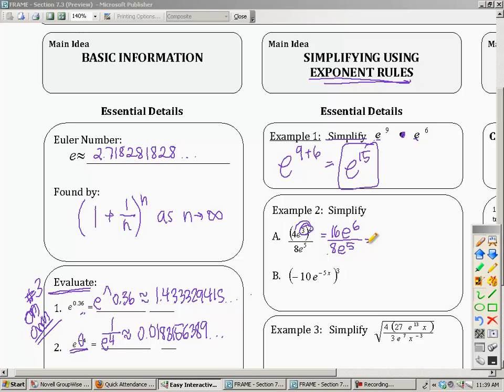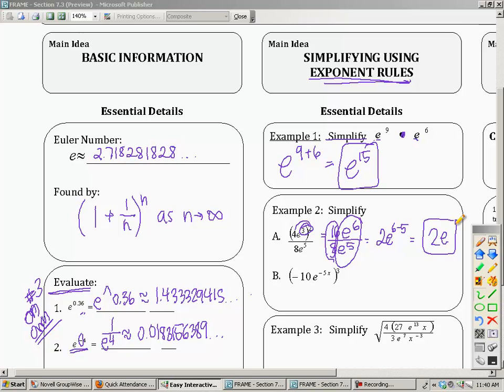Okay, now this gets us back to chapter 5 and 6 again. As I look at this, I divide my numbers. So 16 divided by 8 is 2. And I subtract my exponents. So I have e to the 6 minus 5. And 6 minus 5 is 1. So really all I'm left with is 2 times e. Don't say e to the first, just say e.